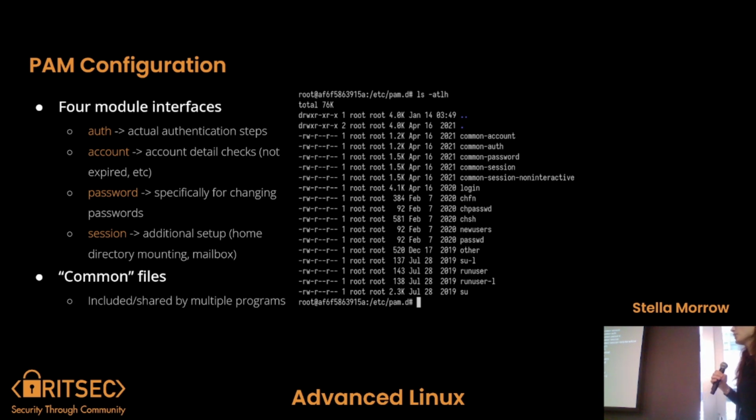And these common files are ones that are included by multiple programs. There's specific ones for stuff like SSH, which would be here normally if they had SSH installed, but we don't care about SSH. SSH is mostly just including something else. There's no point in re-implementing all of password checking for SSH.